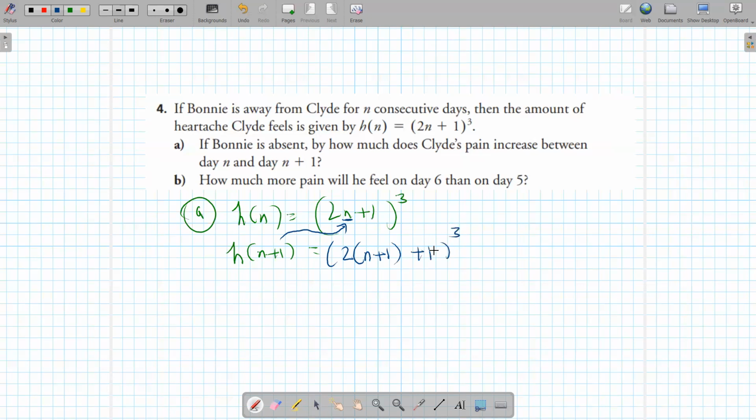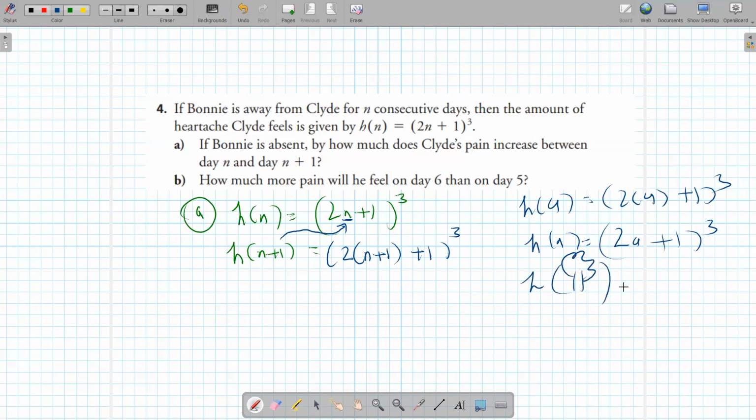See that? For example, if you wanted to find h of 4, you simply replace that n with a 4. If you want to find h of a, you'd replace that n with an a. If you want to find h of a tree, which doesn't make sense, well, this question doesn't make much sense either, you'll simply replace that n with a tree. Okay, that's the idea. So when we're trying to find h of n plus 1, you want to replace that n with n plus 1.